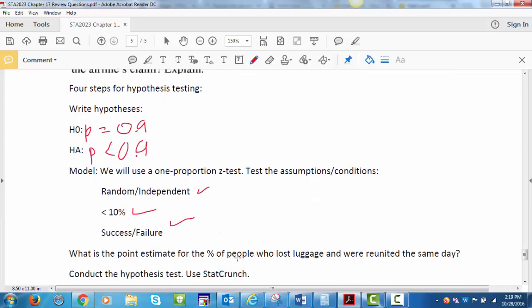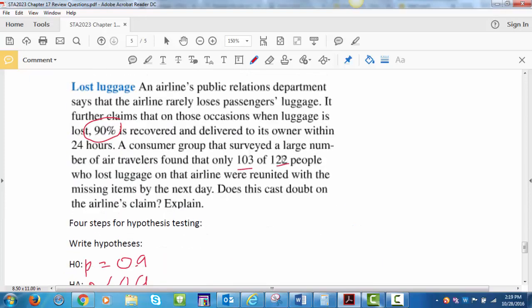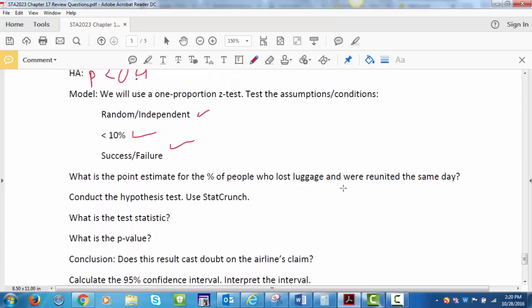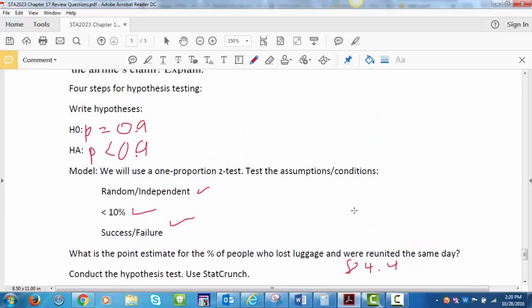What is the point estimate for the percent of people who lost luggage and were reunited? Okay, that's where I take the 103 and divide by the 122. I just had that up a minute ago. It was like 84%. So 0.844, so 84.4%. So I can go ahead and jot this in here, 84.4. All right, so we're going to use StatCrunch again to test this.